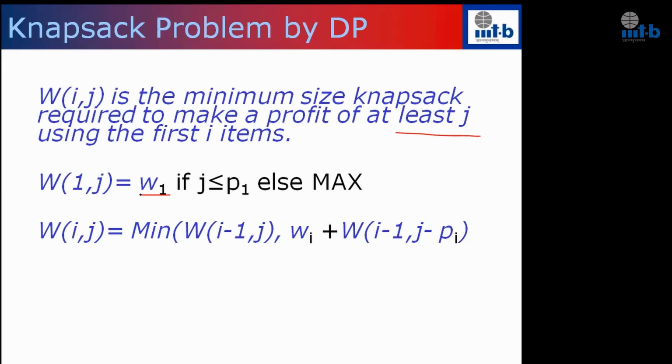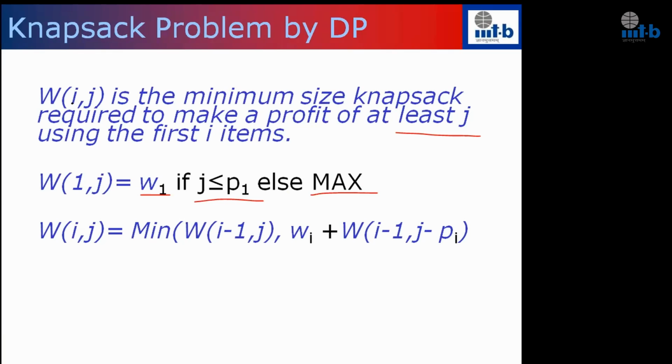But if your intention is to make a profit which is greater than P1, and if I'm allowed to pick only one item, the first item, let's say you can make a profit of 10 rupees. But if you want to make 11 rupees, and I'm allowed only one item, it doesn't matter what the size of the knapsack is, I will not be allowed to pick the item. I'll not be able to make that profit. So even if you give me a knapsack of infinity, I will not be able to make any profit. So in that case, I'll just set it as infinity.